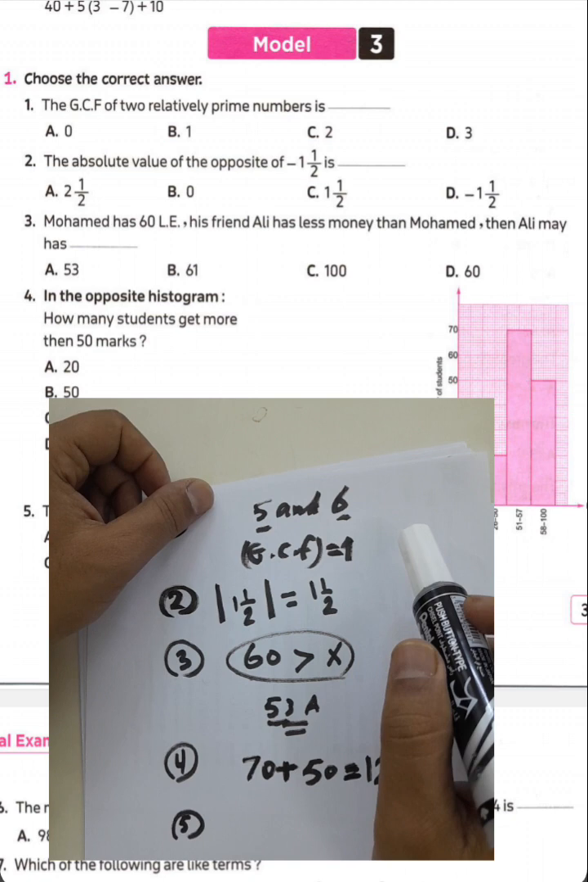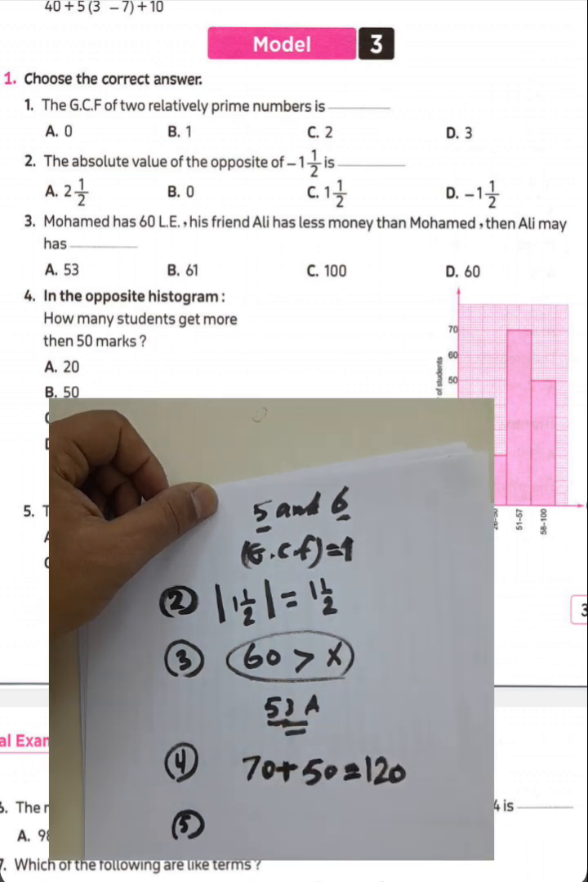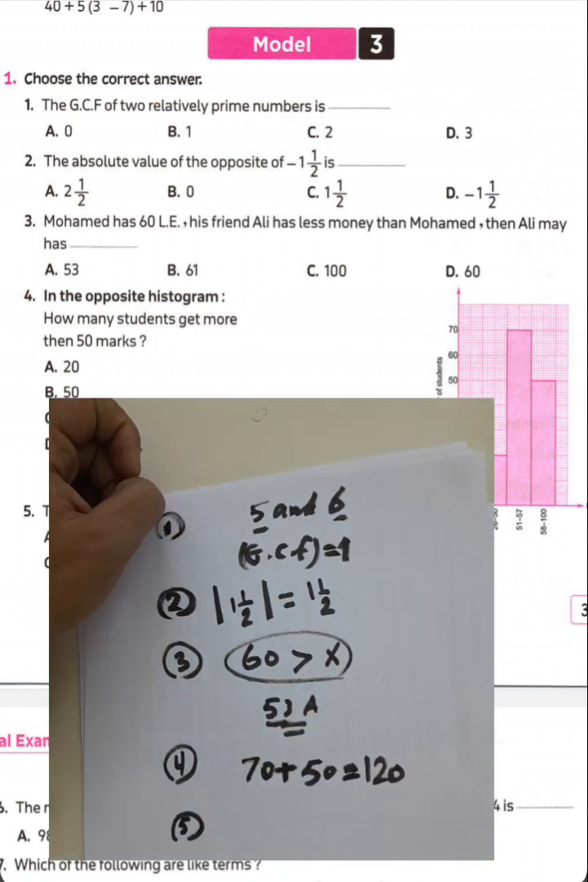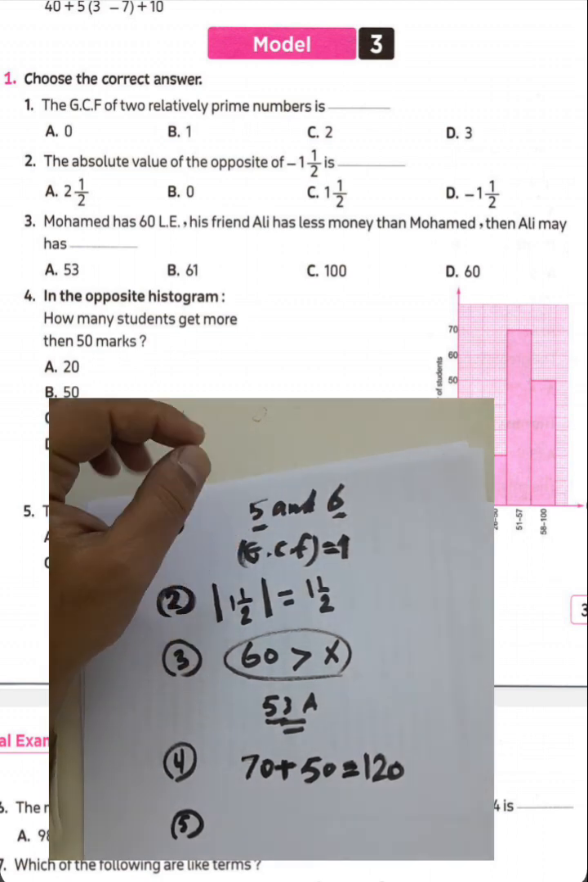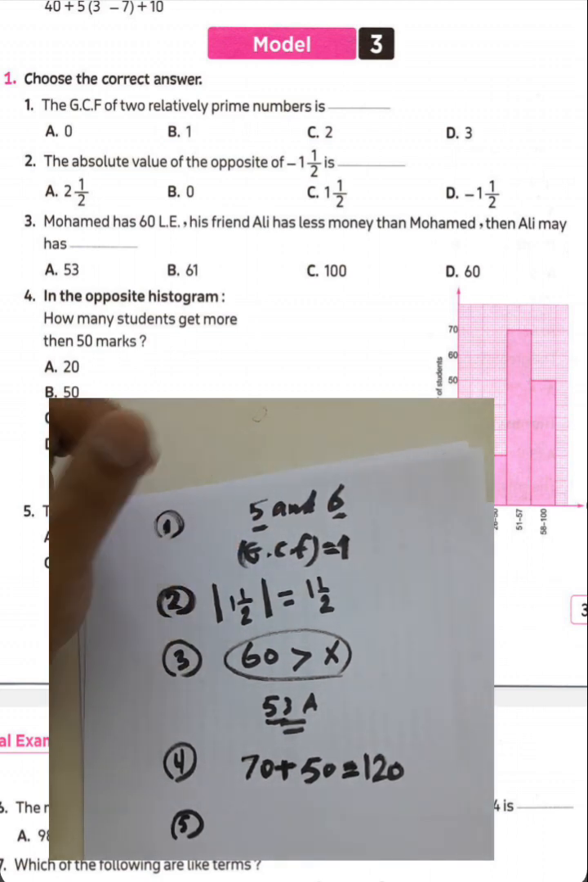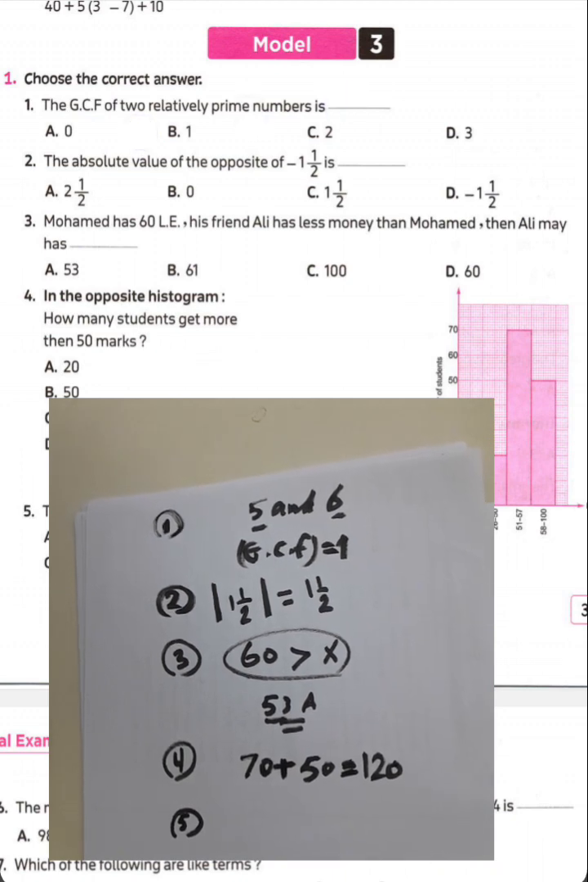We know relatively prime numbers are two numbers that can't be divided by any digits without 1. So 5 and 6 we call relatively prime numbers. So the greatest common factor of two relatively prime numbers is 1.